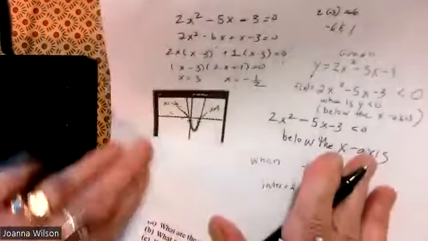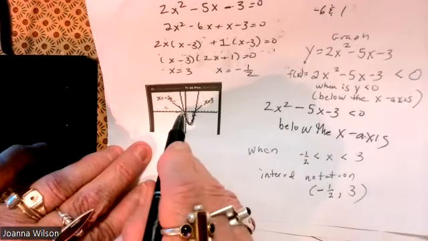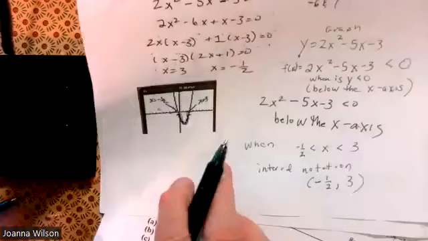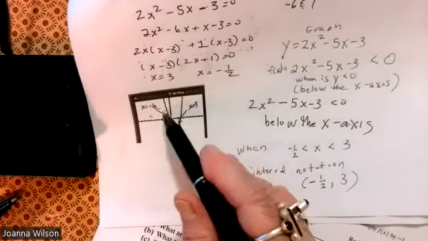Now, if you wanted to know when it was greater than 0, it would be from negative infinity up to negative 1/2, union with from 3 to infinity. So if you were talking about that, it would be two different intervals, and you'd have to use the union symbol.